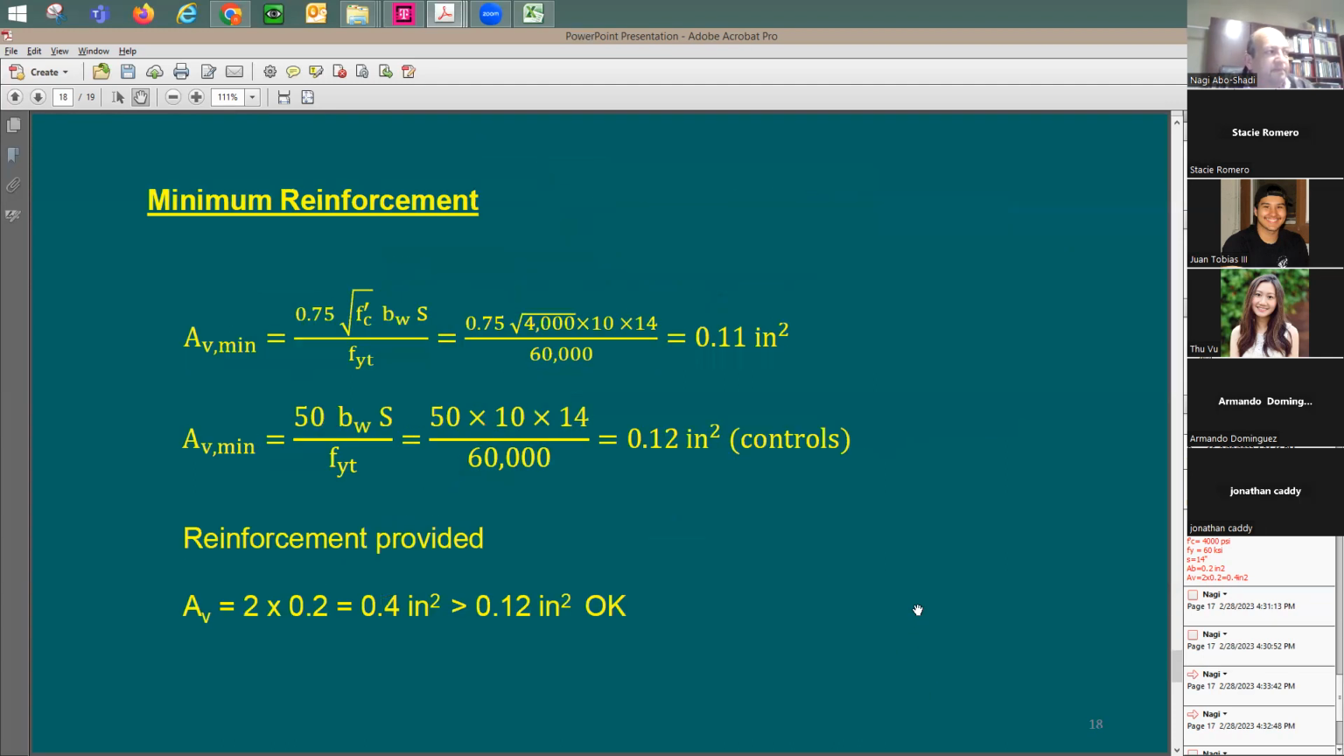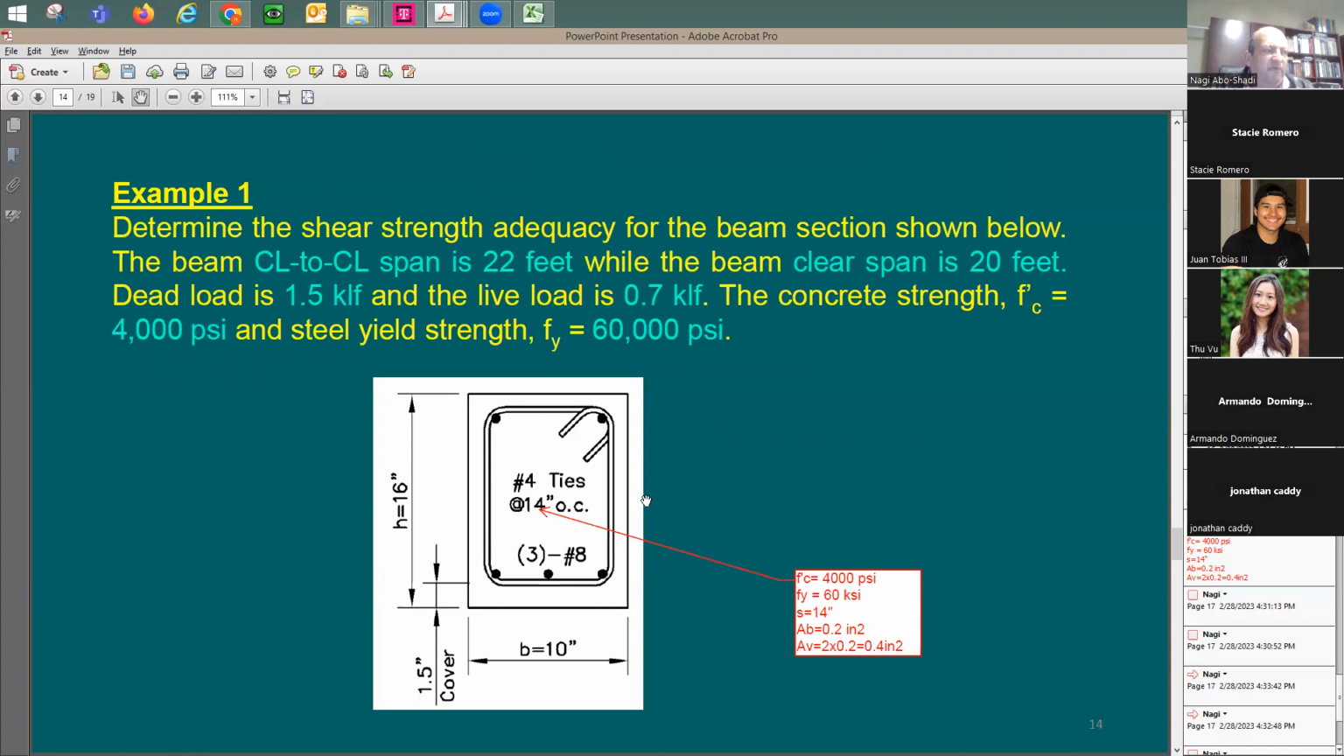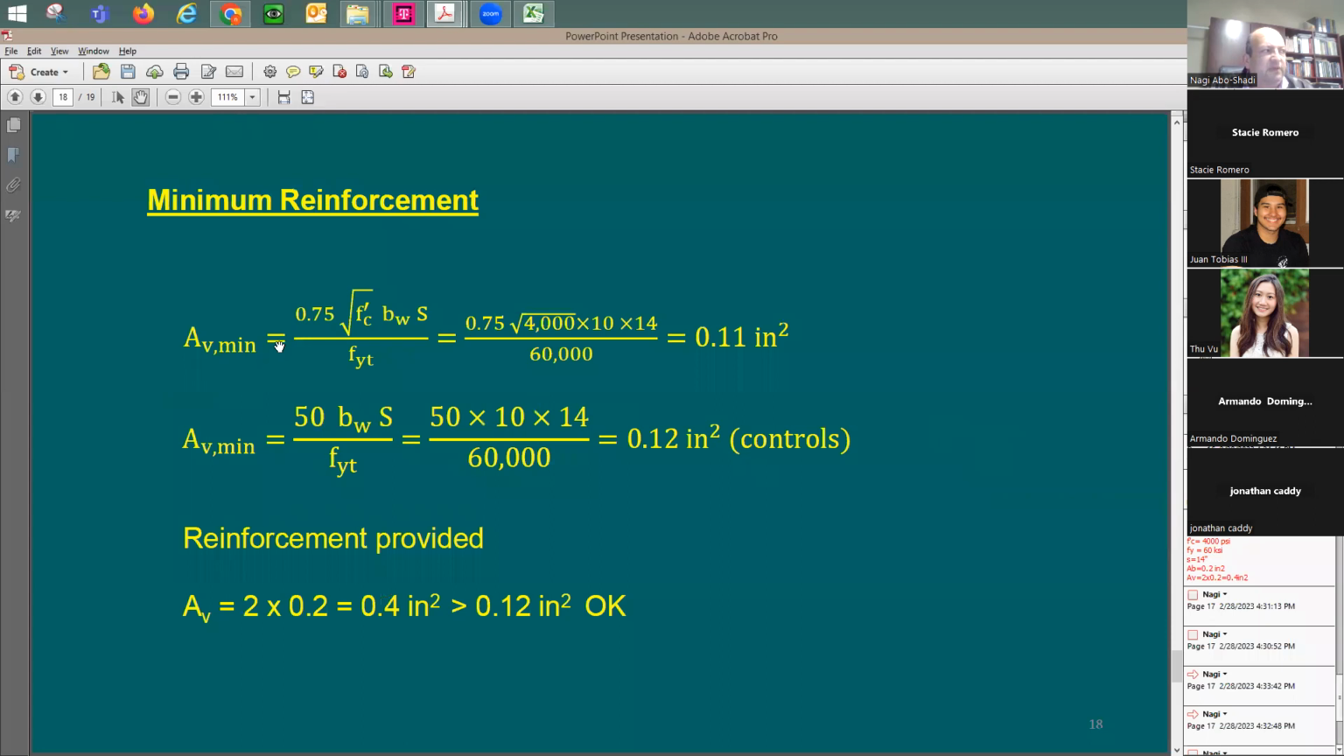All right. How about the minimum reinforcement? I mean, is this beam here with the amount of ties, number 4 at 14, good code-wise? Did we provide enough shear reinforcement here? I'm going to say, I don't know. I need to check this out. So here are the 2 equations for the minimum.